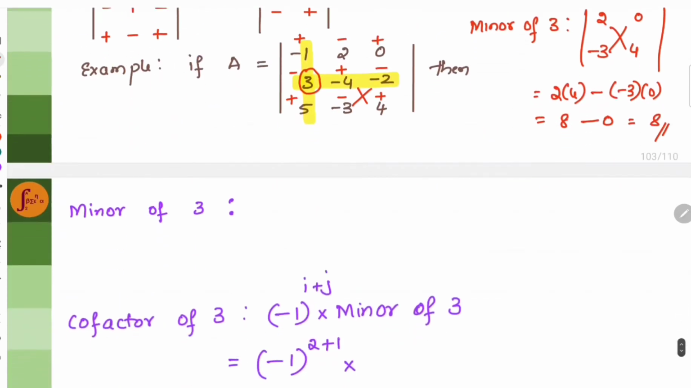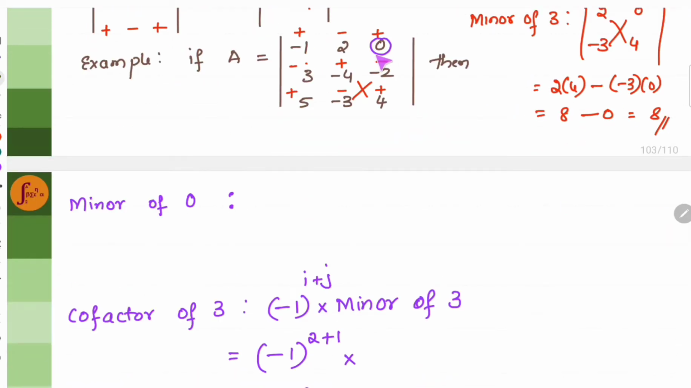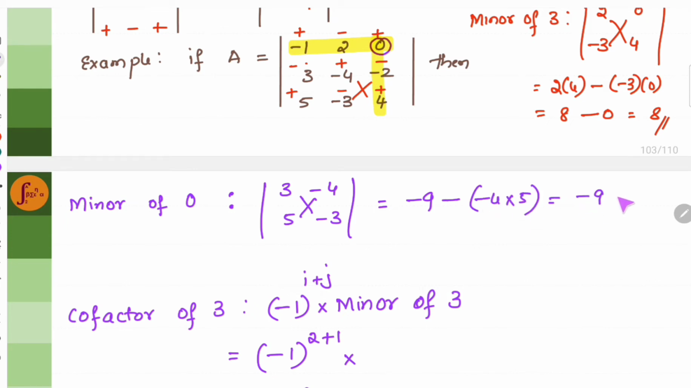Let's take another example. Say, let's find minor of element 0. Ignore the row and column in which 0 is present. Ignore this, right? So what are the elements left? Elements left are 3, minus 4, 5 and minus 3. Now we calculate the determinant, that is cross multiply. 3 into minus 3 is minus 9, minus 4 into 5 is minus 20, so we get minus 9 plus 20. So we'll get 11 as the answer. So 11 is the minor of element 0.